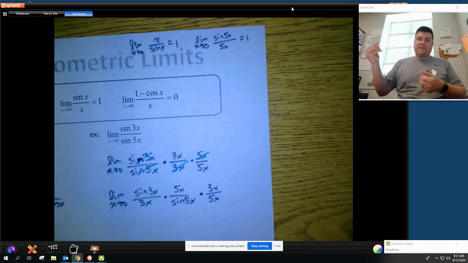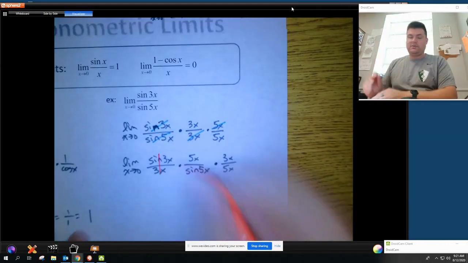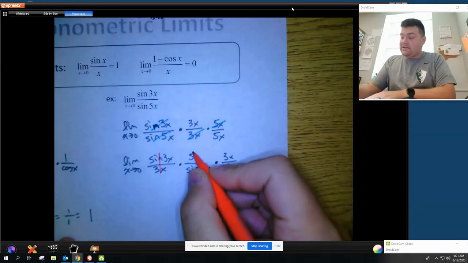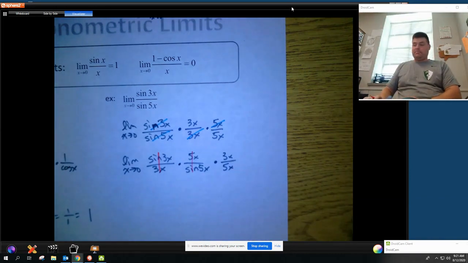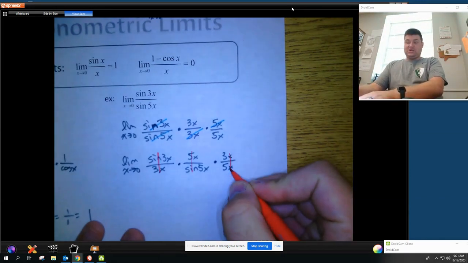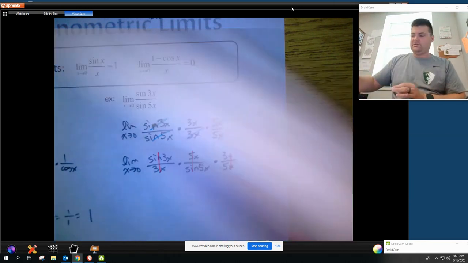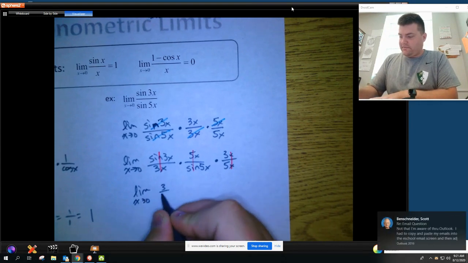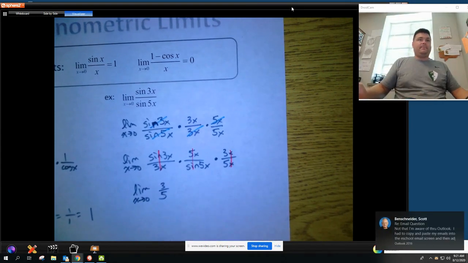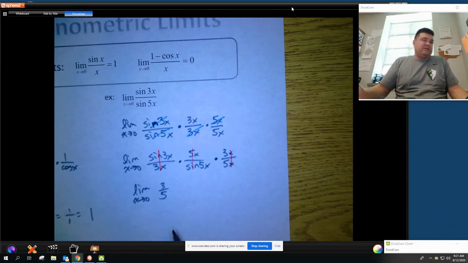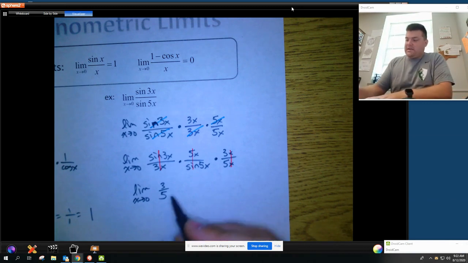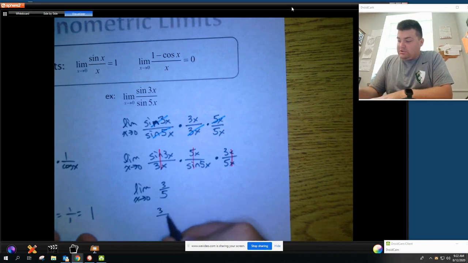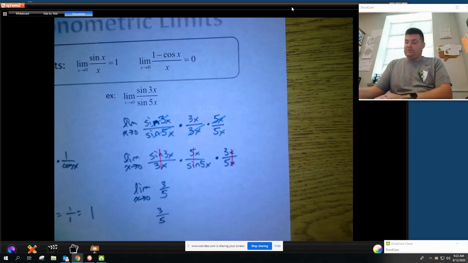So now, watch this. Sine 3x over 3x is a 1. 5x over sine 5x is a 1. And actually, these x's over here just cancel out. So I'm just left with 3 over 5. There's no x to plug in, so I am good here. I can just say the answer is 3/5.